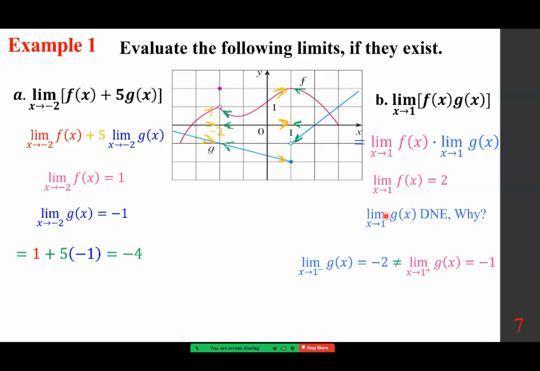Because this is the case, this limit doesn't exist. And the product of 2 and a limit that does not exist does not exist. So the limit here does not exist. We can have a different approach, and I'm going to quickly show you.